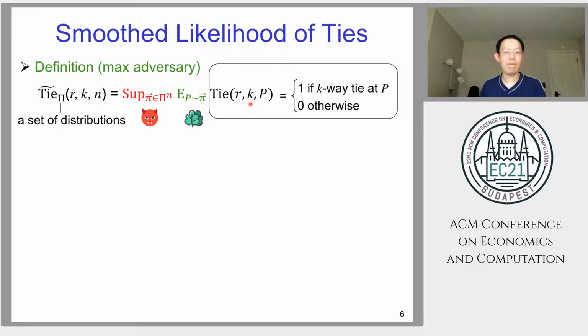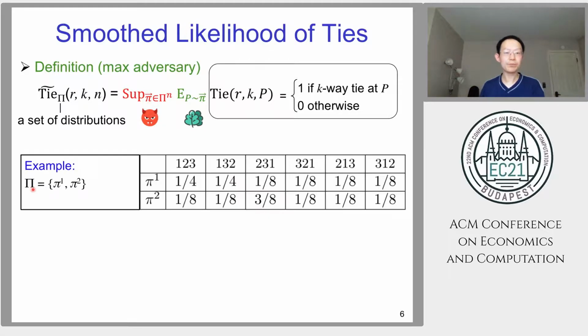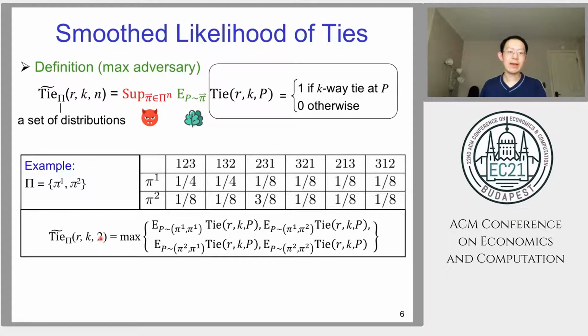Here, Tie_k of P is 1 if there is a k-way tie at profile P, otherwise it is 0. For example, here this capital Pi consists of two distributions, pi 1 and pi 2. Each of them is a distribution over 6 rankings. Then the smooth likelihood of ties for the 2-agent case is the max of the expectation over 4 combinations. Why 4 combinations? Because we have 2 agents, and every agent can have 2 choices of distribution, so in total we have 2 to the 2, which is 4.